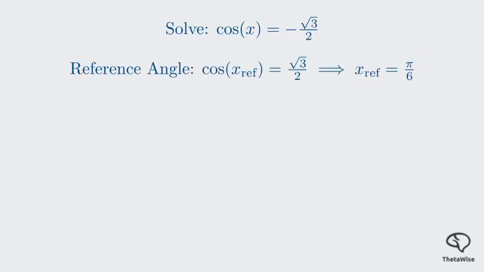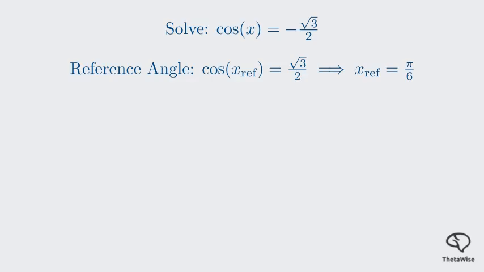Let's try another one. Solve cosine of x equals -√3/2. First, the reference angle. We ignore the negative sign for a moment and ask, what angle has a cosine of √3/2? That's 30 degrees, or pi/6. So our reference angle is pi/6.